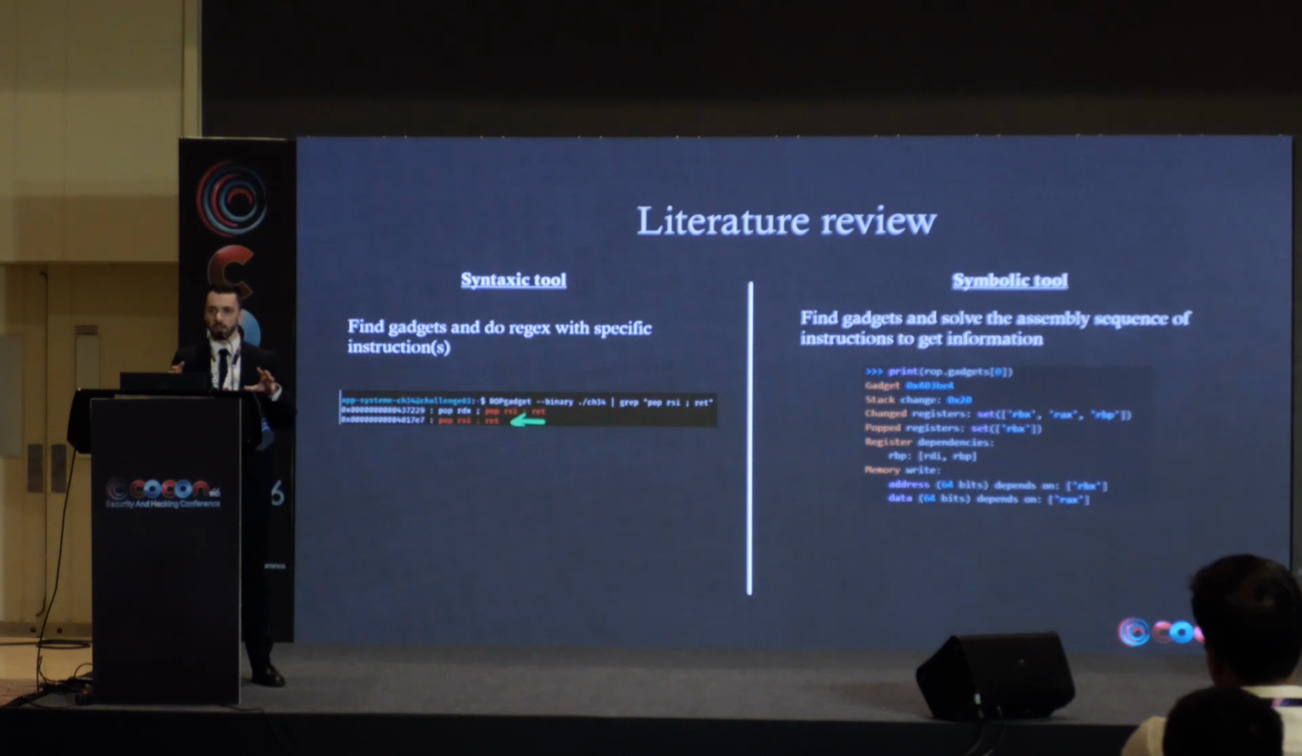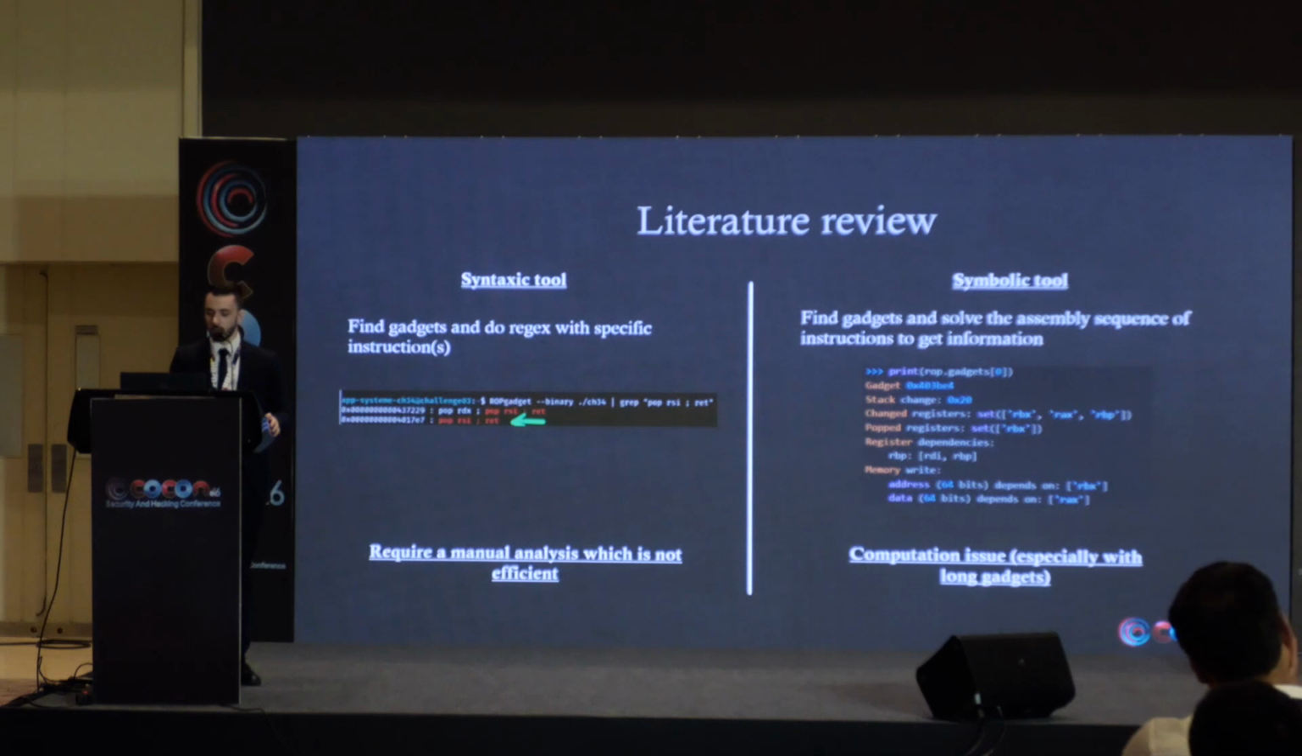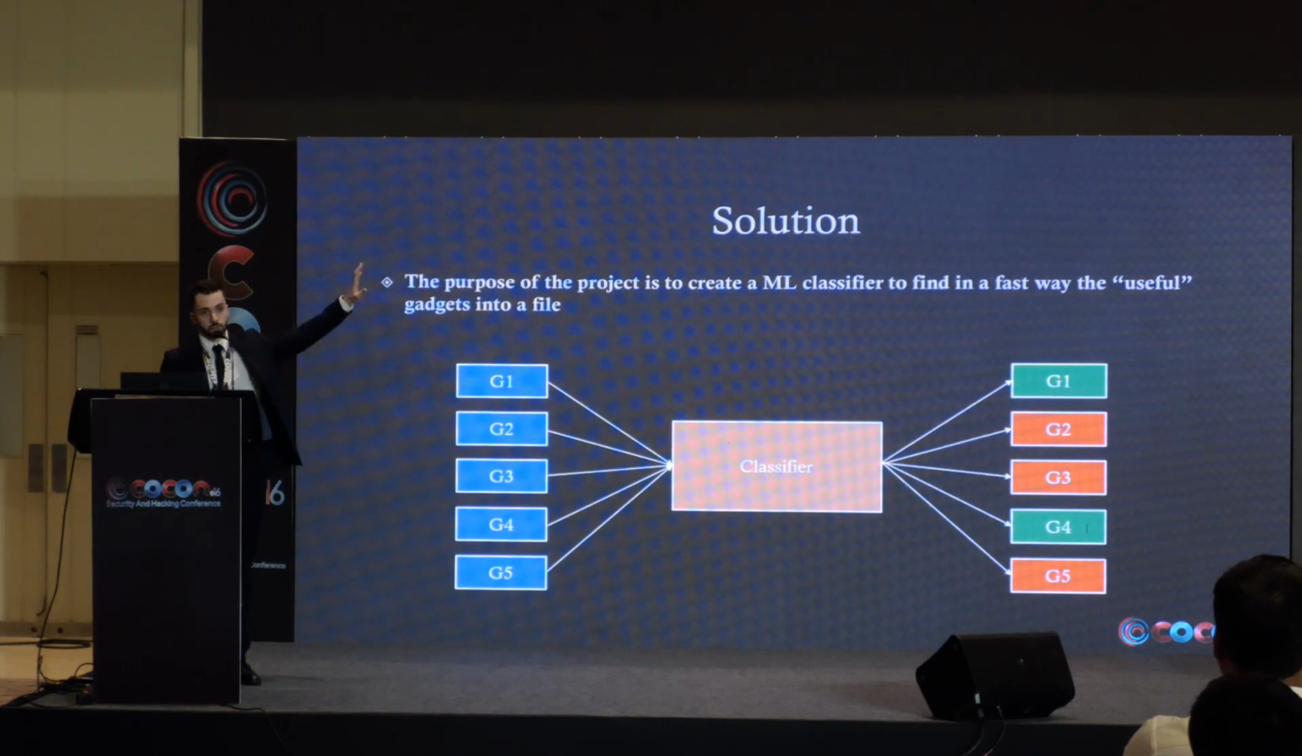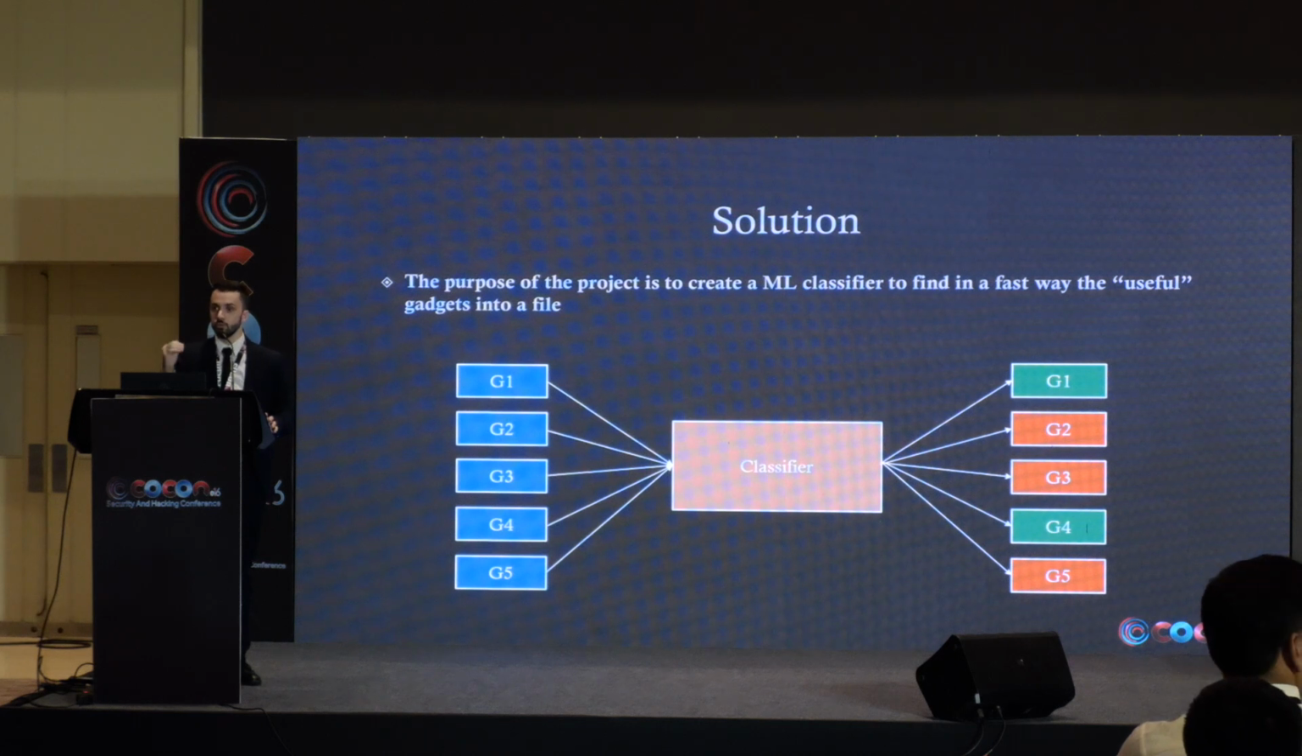So we find that finally, syntactic tools can be very useful in some contexts, but when it's not trivial, they are very limited. And symbolic tools are also very useful in some contexts, but computation time can definitely be an issue. So we need to find a new way to identify the relevant gadgets. And for that, we have created a machine learning model that, through a set of gadgets, maybe 20,000 gadgets, will be able to find the relevant ones to do an exploitation.